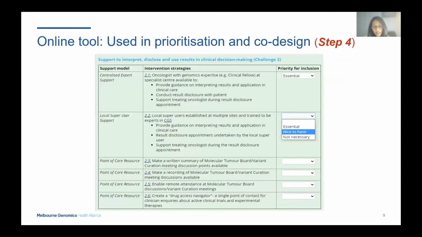The preceding 3 steps led to step 4 that is described here, and in step 4 we developed an online tool that is intended to be used with a group of oncologists in a focus group discussion. We want to understand their views on the types of strategies which would work best to address a specific related challenge embedded within a specific support model or model of care, which can take the form of either support from experts located at a central site, support from locally trained clinical champions, or through point-of-care resources. And the focus groups are intended to be conducted in the coming weeks.